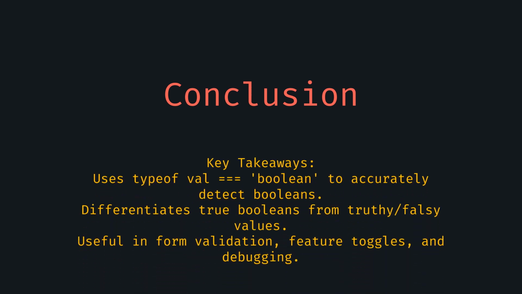This wraps up our lesson. We've learned how to identify boolean values in JavaScript, and why this check is useful in validations, debugging, and feature management. Try using it in your projects.